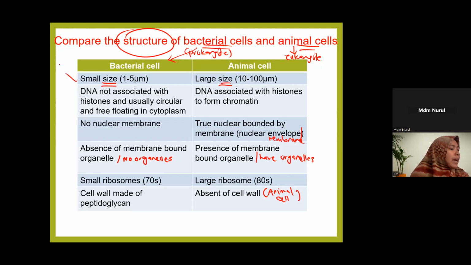If both correct karakteristik, then you get 1 mark. Bukannya satu betul, satu salah, dapat 1. 1 correct karakteristik to be compared, then 1 mark. Second one. Bacteria, the DNA not associated with histone protein. Histone ialah sejenis protein. Bacteria DNA is not associated with histone protein and usually circular and free floating in the cytoplasm, whereby animal cell or eukaryote, the DNA is associated with histone protein to form chromatin.